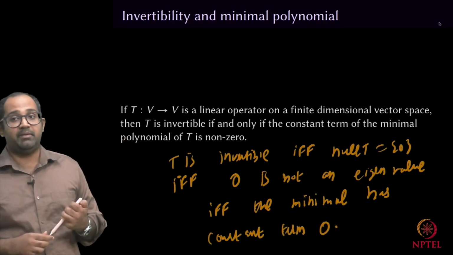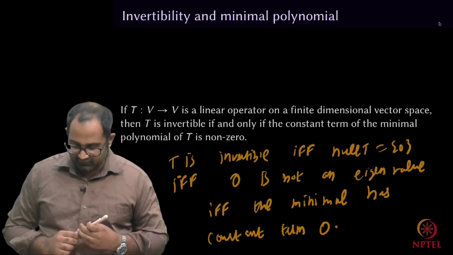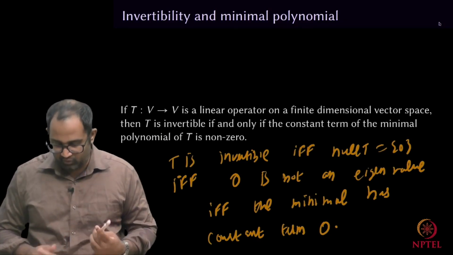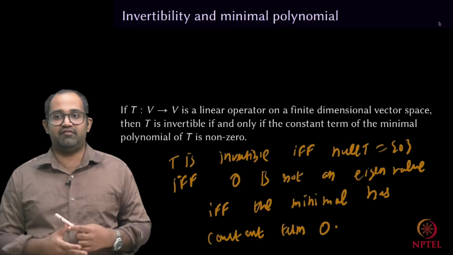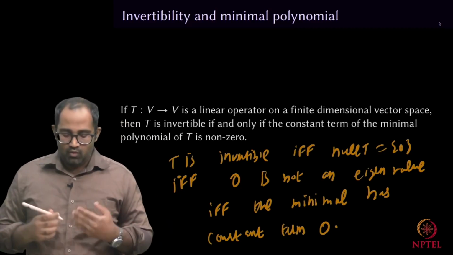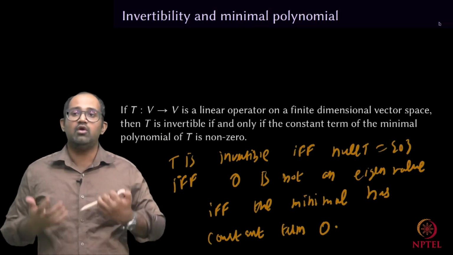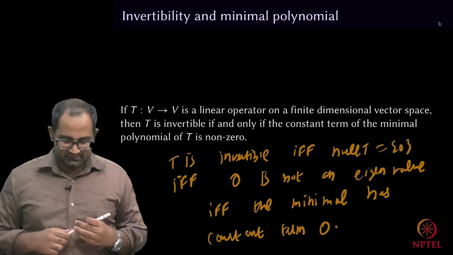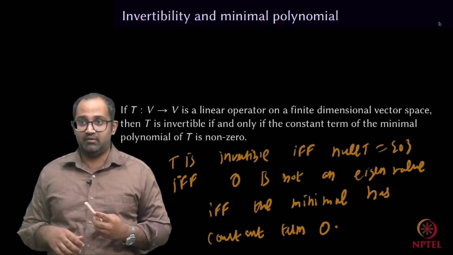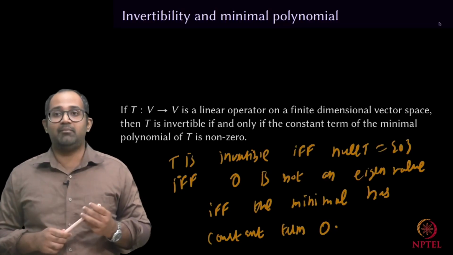So the operator T is invertible if and only if the null space is trivial, if and only if 0 is not an eigenvalue, if and only if the minimal polynomial has non-zero constant term. Think about each one of these if and only if conditions. There are 3 of them, all 3 of them are completely trivial. Once you figure out why these 3 conditions are true, you will be convinced that an operator is invertible if and only if the constant term of the minimal polynomial is non-zero. So that was a lot of material about the minimal polynomial.